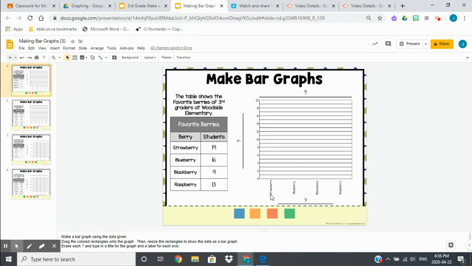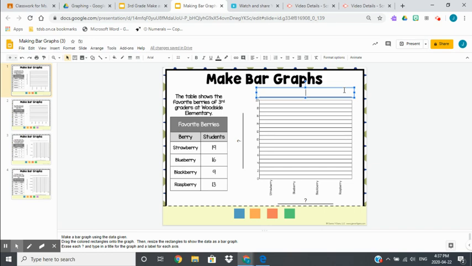Okay? We can see that the berries are at the bottom. The first thing that we're going to need to do to make a bar graph is we have to include the title and the labels for the graph. That's why you can see these question marks in these three spots. Let's think of a title for this graph. The title of the graph should really tell about what the graph is all about. So this graph is about favorite berries.